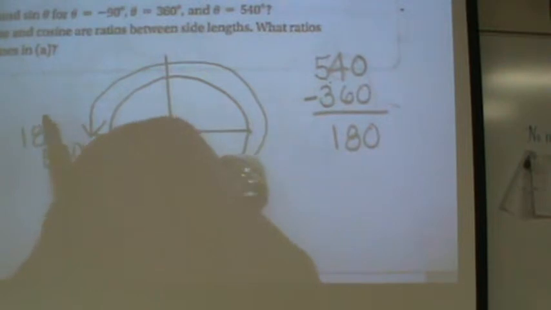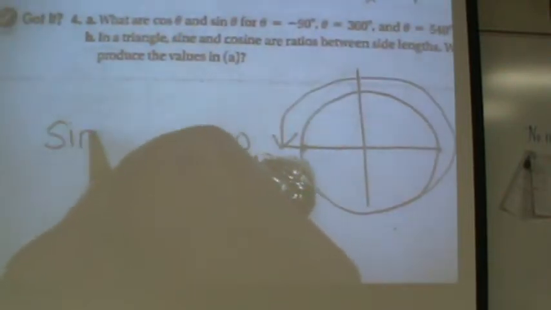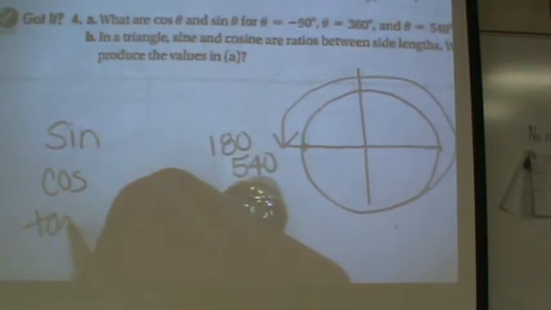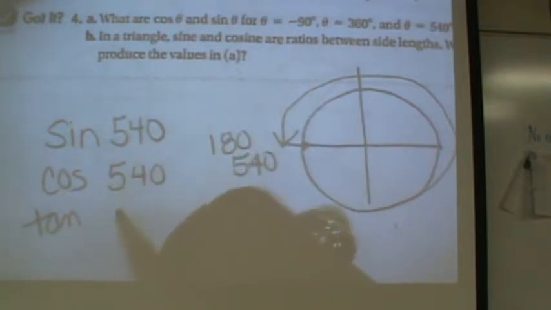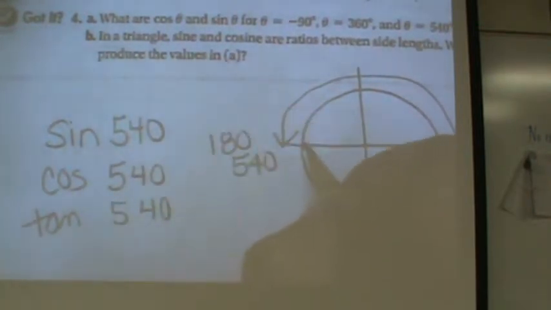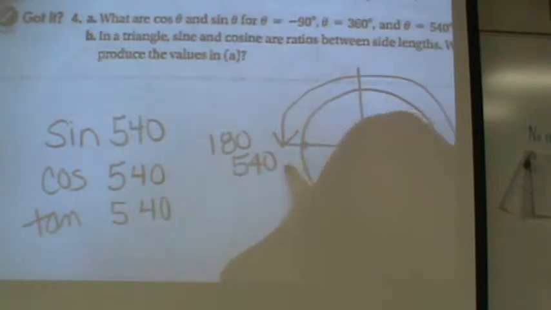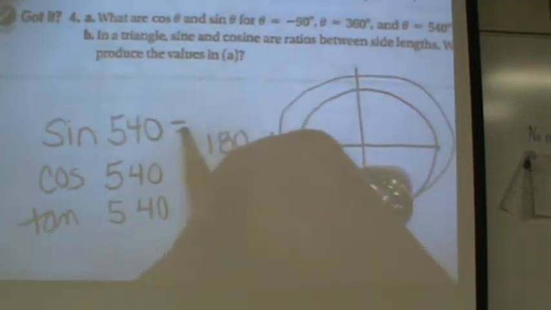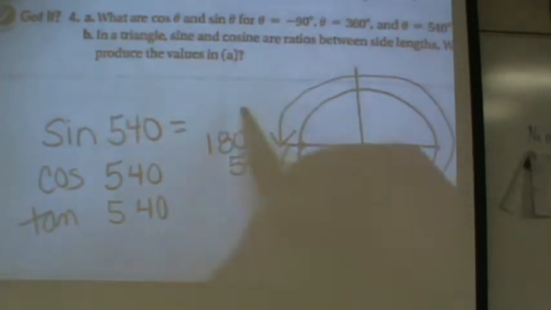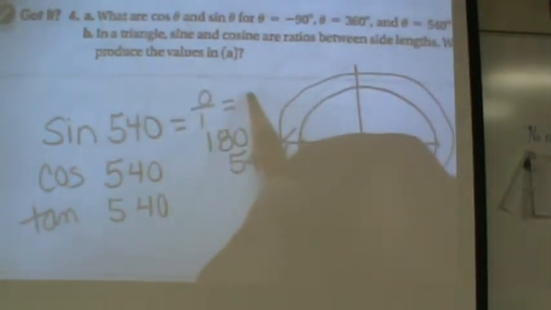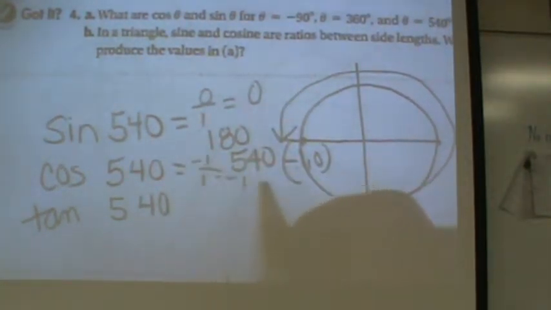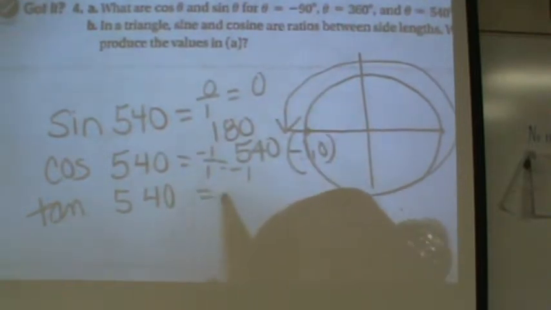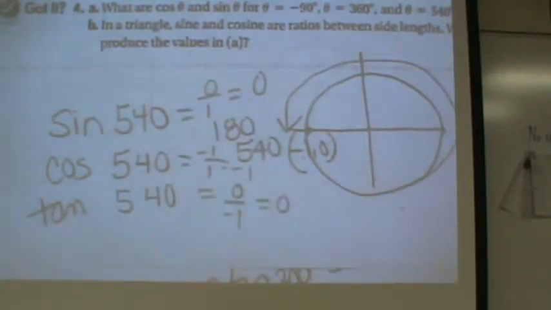540 or 180. So if I ask you what's the sine, cosine, or tangent of 540, it's the same as asking you what's the sine, cosine, and tangent of 180. Well, what is the ordered pair for 180? Negative 1, 0. And what's the definition of sine? It's the y value over the r value. So it's 0. What's the cosine? Negative 1 over 1, which is negative 1, and tangent would be 0 over negative 1, which is 0. You got it? Okay, so now, the back side.